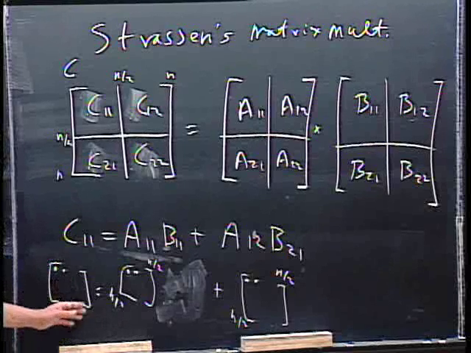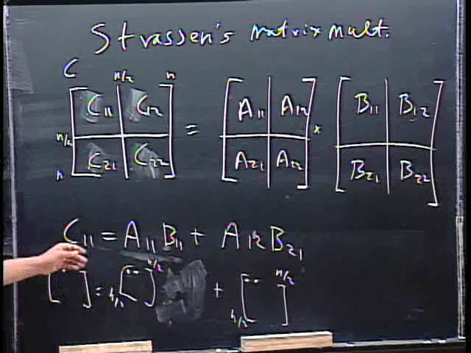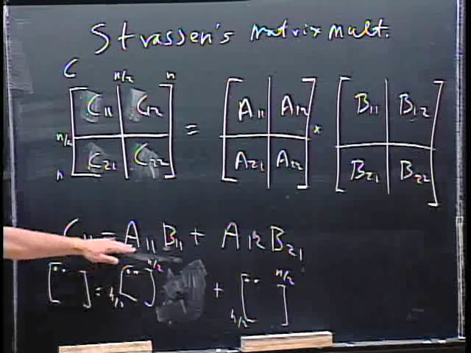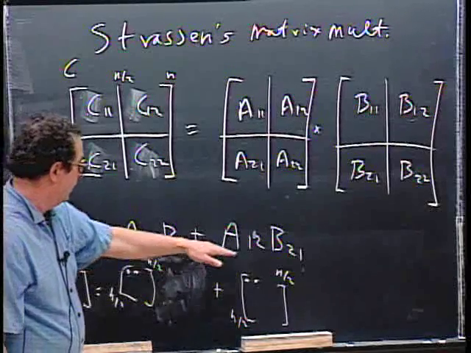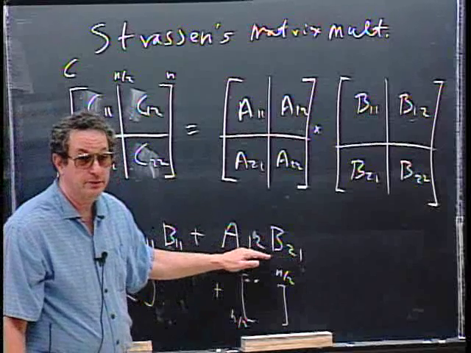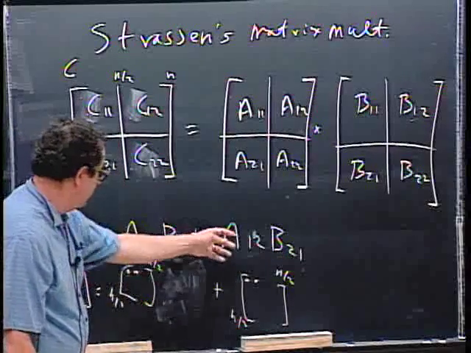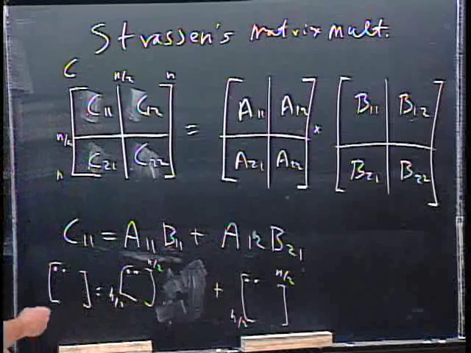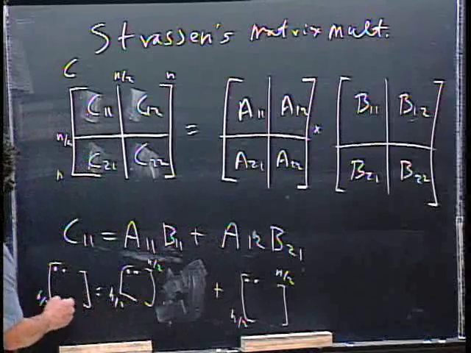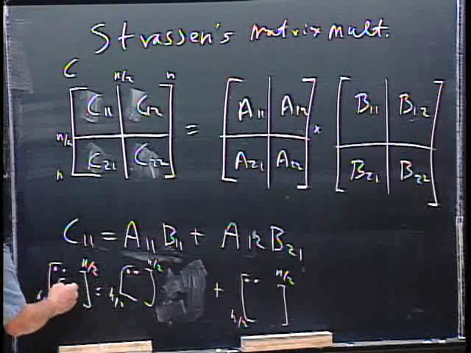The next element over is added to the next element over, and that result is that element there in C. So you can think of C11 as the matrix multiplication of these 2 submatrices and the matrix multiplication of these 2 submatrices, and then the direct addition of corresponding elements creates an n over 2 by n over 2 submatrix, which is C11.